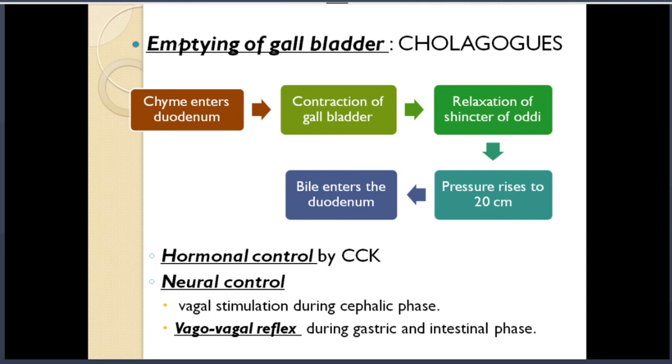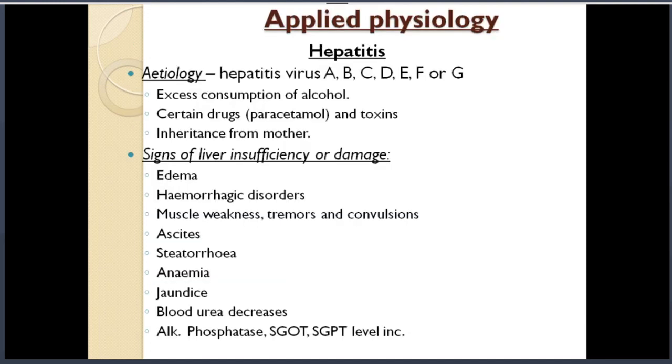That starts in the mouth, oral cavity. So at that point, the vagal stimulation starts and it causes the contraction of gallbladder, and also due to vagal reflex during gastric and intestinal phase. That means distension of gastric mucosa and distension of intestinal mucosa causes vagal stimulation and brings out the motor vagal neuron. It brings out the stimulation to the gallbladder and causing them to contract. That releases bile into the duodenum.